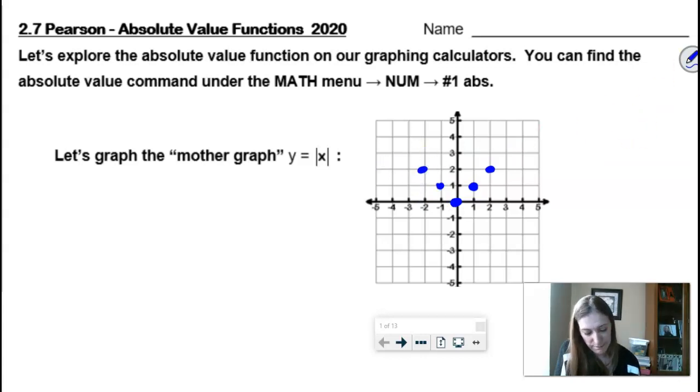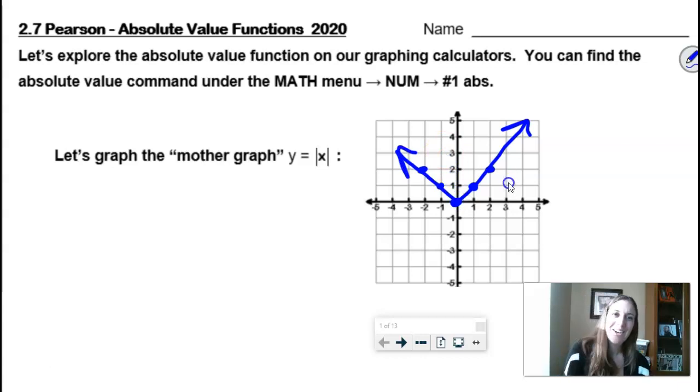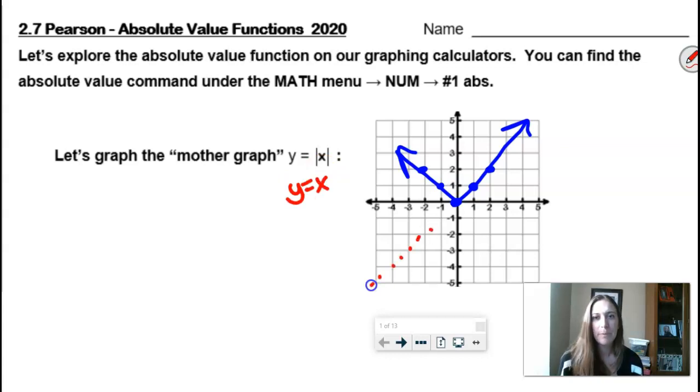Now this is where we all get to have fun, because I can't graph. Ah, so close. Alright, so that was supposed to look like what we saw on the calculator. It doesn't. But that is the absolute value of x. Now think about this for a minute. Why does it have that shape? Well, real quick, I'm going to graph y equals x, which would be this line.